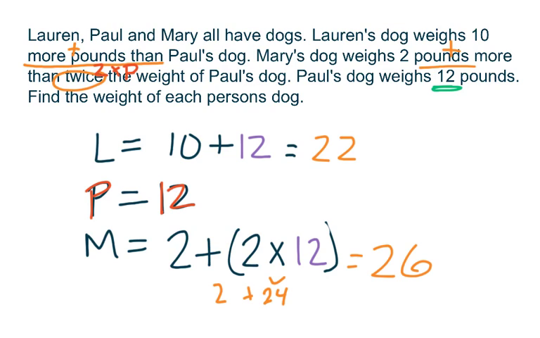And I used a list method and wrote an equation for each person, which then helped me solve for each person. After I found what Paul's dog weighed, I could go and replace all of those P's with that amount.